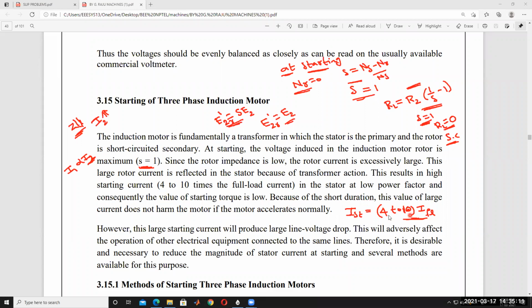So this is only for a short duration, within seconds or even milliseconds. Because of the short duration, this large current does not harm the motor. This much current appears in the stator winding for only a very short time, so it does not harm the motor if the motor accelerates normally.